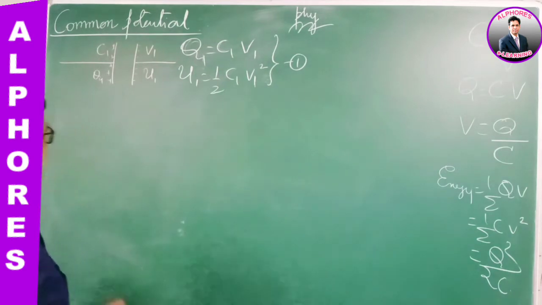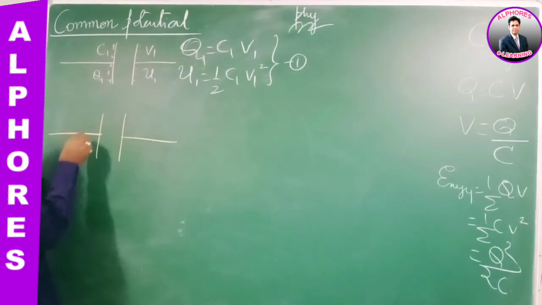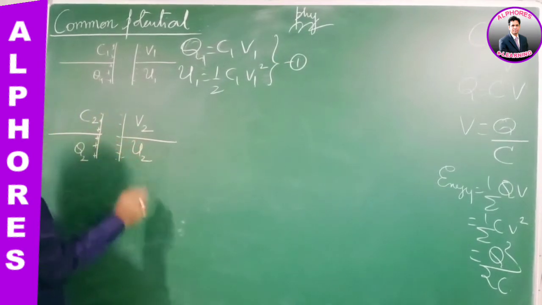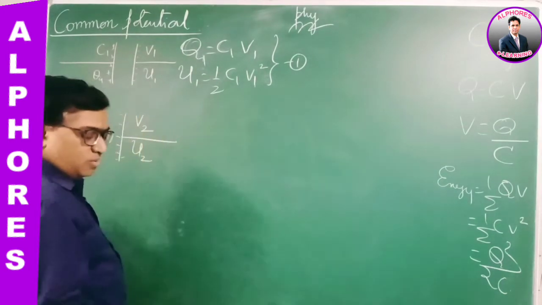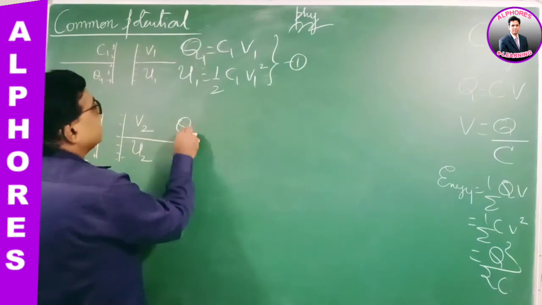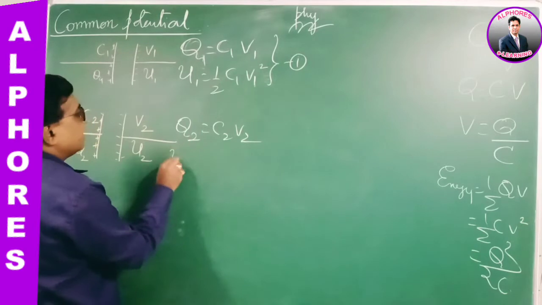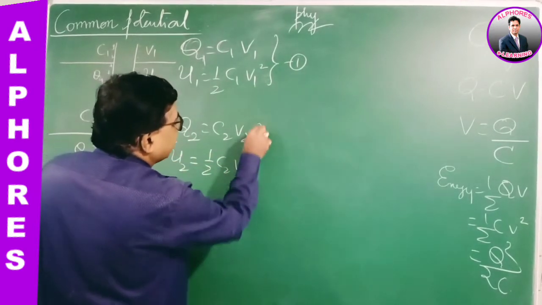Well, consider another capacitor. Let's suppose there is another capacitor C2 charged to a potential V2 with a charge Q2. The charge stored on it is Q2 and the energy stored is U2. Now, in this one, the charge stored is Q2, that is C2 V2 by definition, and the energy stored U2 is half C2 V2 square. This is equation 2.